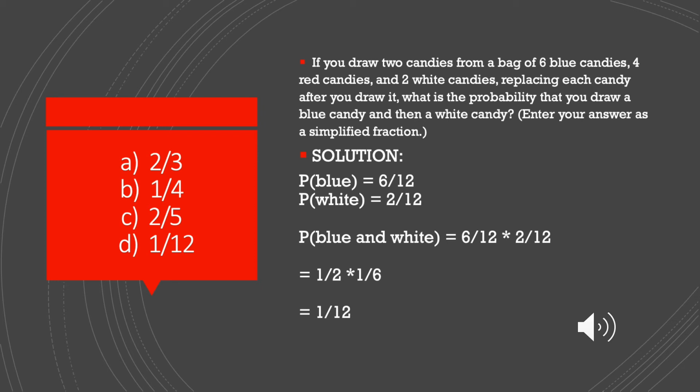The probability of drawing a blue candy is 6 out of 12 because there are 6 blue candies and 12 total candies in the bag. The probability of selecting a white candy is 2 out of 12 because there are 2 white candies out of the 12 total candies in the bag. So the probability that you select a blue and then a white, because we have replacement, we get 6/12 times 2/12. And then we can reduce each fraction down. So 6/12 reduces to 1/2 and 2/12 reduces to 1/6. Multiplying 1/2 times 1/6 gives us 1/12.